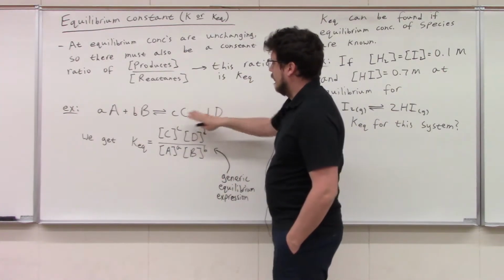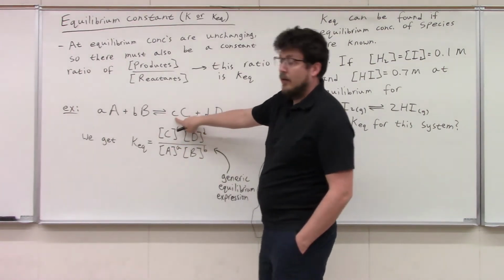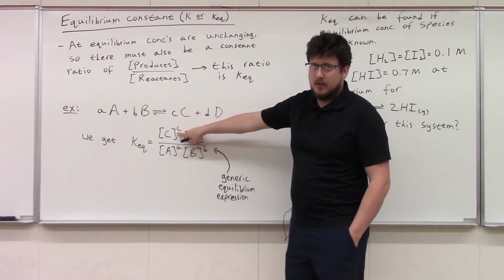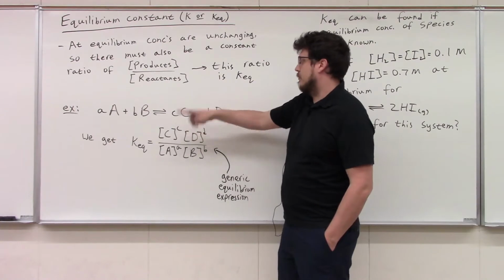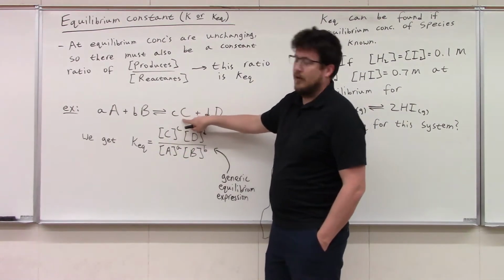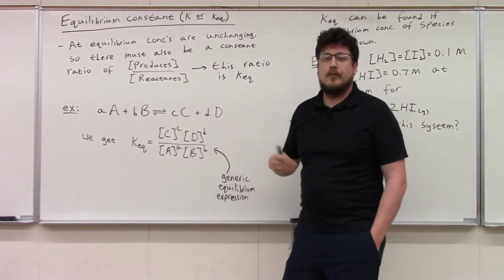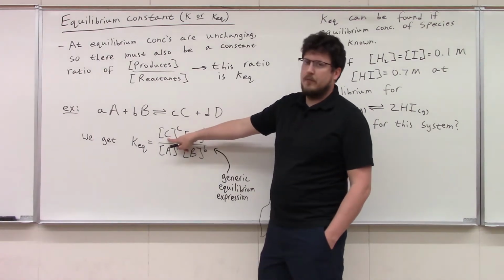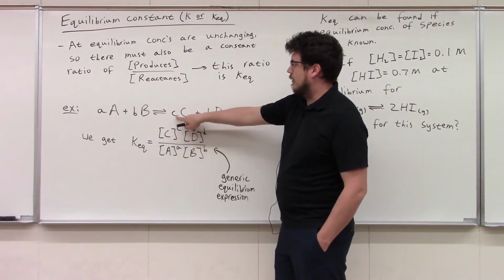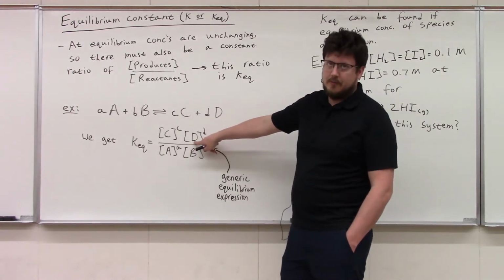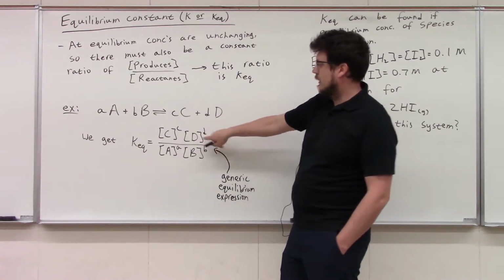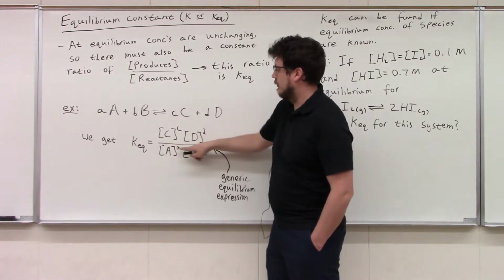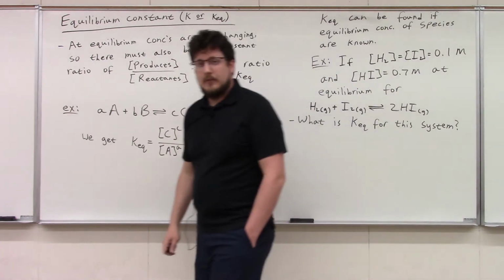And so our general expression is products over reactants, but our stoichiometric coefficients become exponents on our concentrations. So if it's just 1 mole of something, then it's just concentration. But if it's 2 moles of something in our equilibrium, then it's concentration squared. Or if it's 3, concentration cubed, so on and so forth. And so we'll have the concentration of product C to the power of lowercase c, our concentration of product D, whatever molecule or compound that is, to the power of whatever its stoichiometric coefficient is. And then we do the same with the reactants on the bottom. So A and B show up with lowercase a and b exponents.